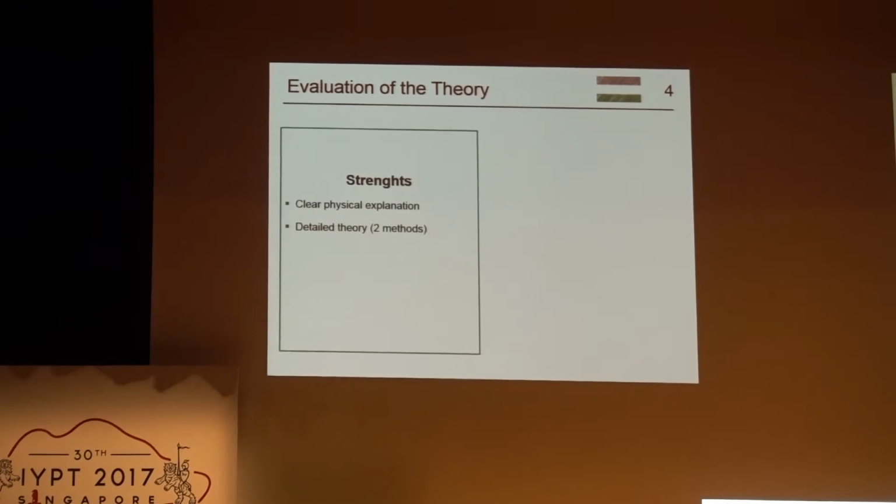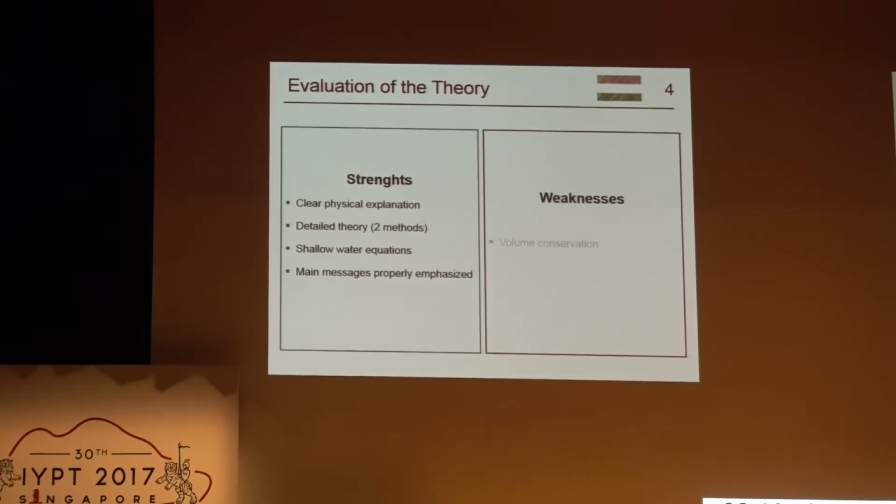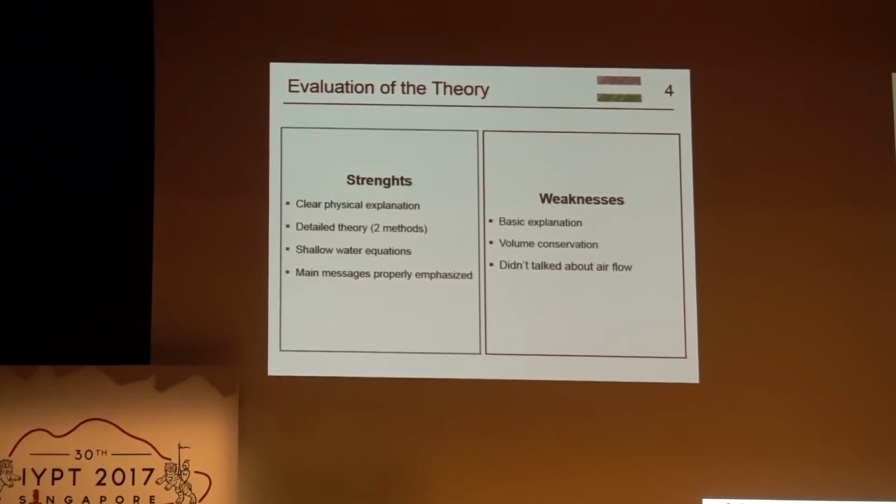So it was a detailed theory, you used more methods, and the main message was properly emphasized, so it was really clear. While also it had some weaknesses. As I said, I missed the basic explanation of the phenomenon, why exactly these shapes appear. Then you said something about volume conservation, which I don't think is appropriate, because the volume of the air is decreasing in time. While you didn't really talk about the airflow, I missed a few parameters there.